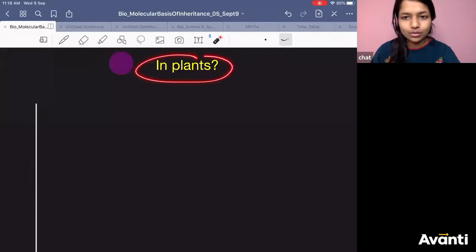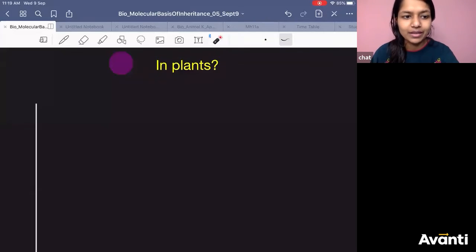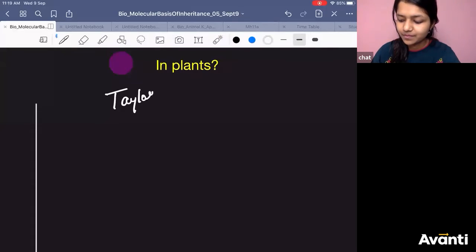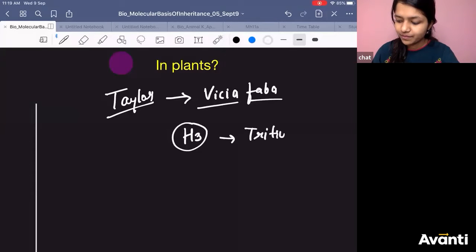All right. So in plants, you have the answer, right? In plants, can you recall? Just now I told you. Who proved this DNA replication in plants? Taylor, right? What was the name of the plant? Vicia faba. I hope everything is going into the head. He used what? Radioactive thymidine. In radioactive thymidine, how did he make it radioactive? Using H3, tritium. Right? Cool. So I hope it is clear.